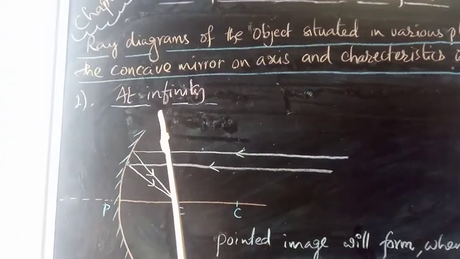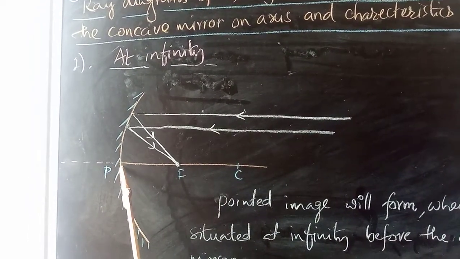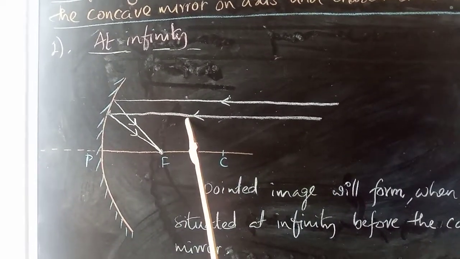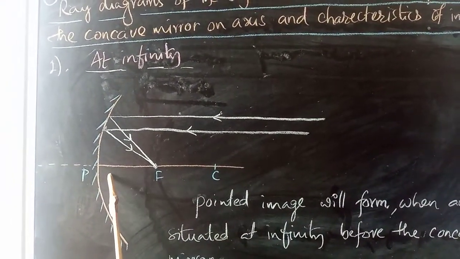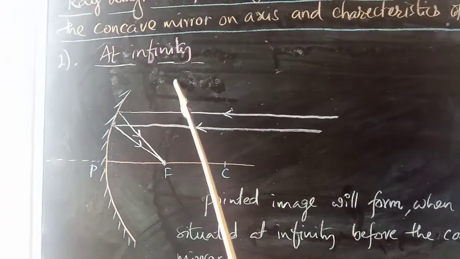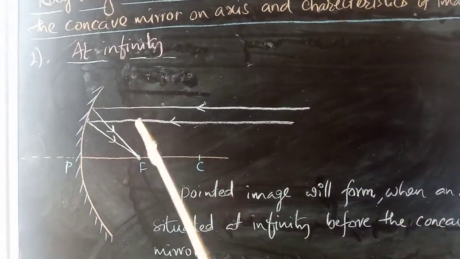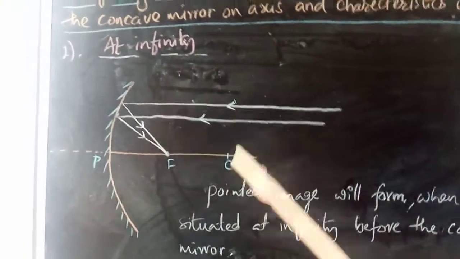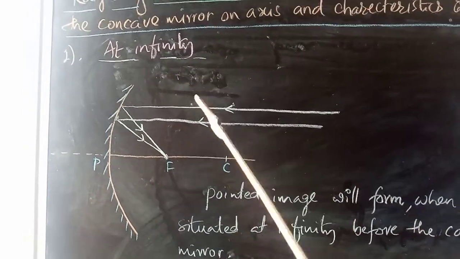The first place is at infinity. Infinity means an object situated on the principal axis is very far from this concave mirror, so that is called infinity. Infinity means so long that it is not measured, very hard to measure the distance between the concave mirror and the object, so that is called infinity.